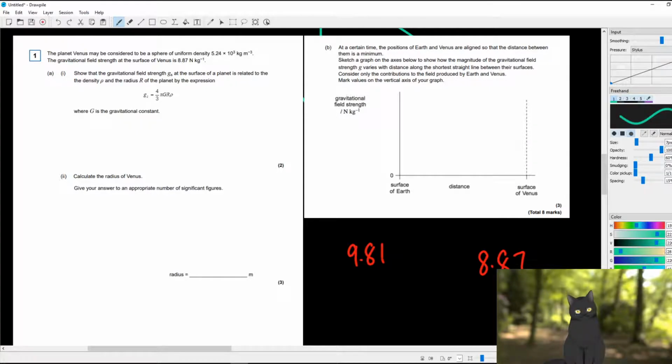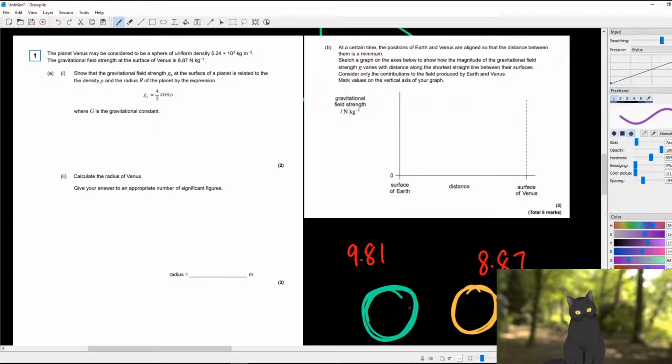So in my head, I'm considering this is Earth, then maybe this is Venus. Between them, there's a line, and we call it distance D. So at different positions, how does it change? If you're at the surface of Earth, it will be 9.81. If you're at surface of Venus, it will be 8.87. I will make the assumption that as I go further and further and further, it will drop.